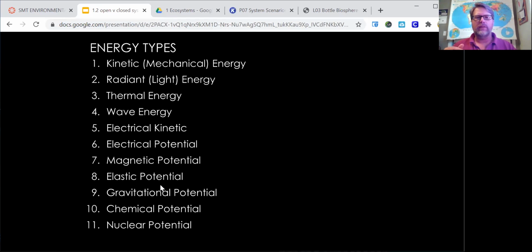What we see is there's lots of forms of energy. Like throwing the paper airplane, that's mechanical energy. A big one we're going to study a lot in environmental science, starting with today, is sunlight, a form of radiant energy. And then thermal energy or heat, and then wave energy, electrical kinetic, which would be like electrons flowing through a wire, and electric potential, like an electric shock is about to happen. Magnetic potential, so there's electrical and then there's magnetic.